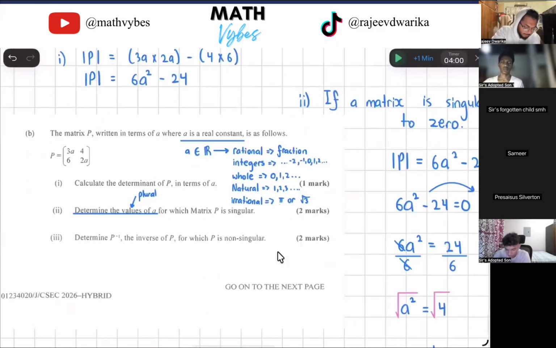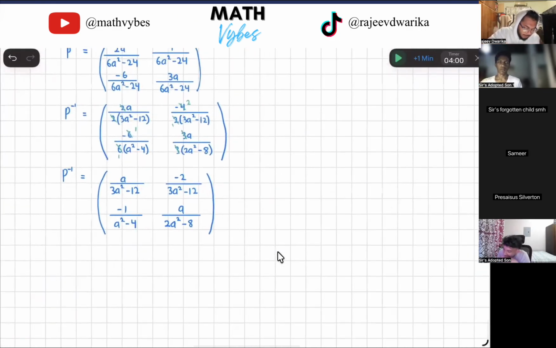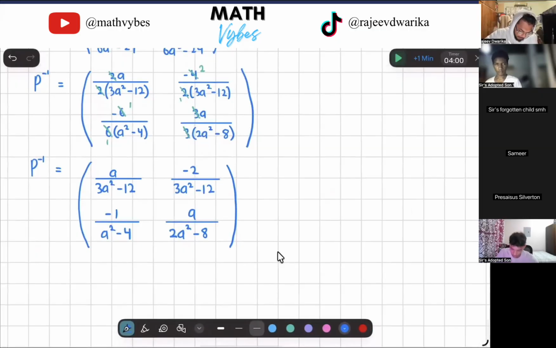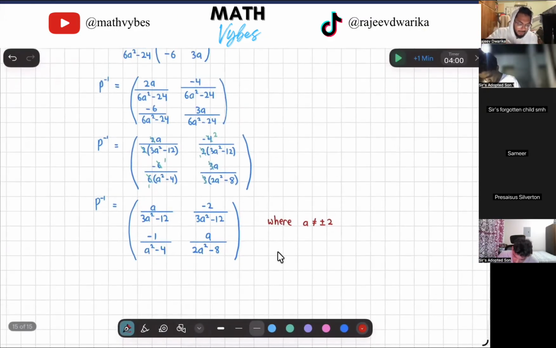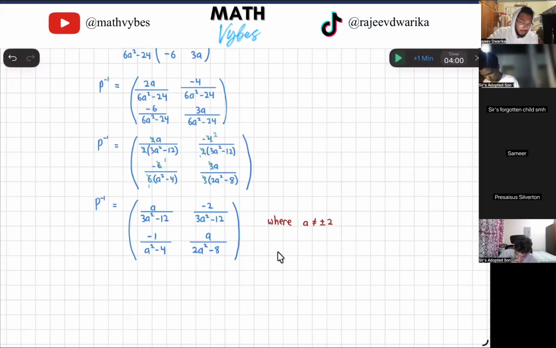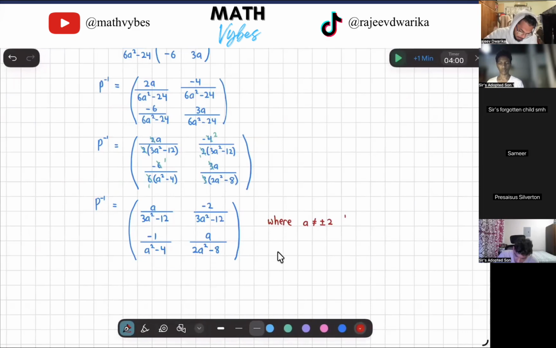So I would advise you, look at this. In part 2, they said determine the value of a for which the matrix is singular. So in part 3, I would add this extra part: where a is not equal to plus or minus 2. I'm adding that part because if a is positive 2 or negative 2, then I'm going to get 0 in the denominator. And that's a problem because you can't find the inverse of a singular matrix.